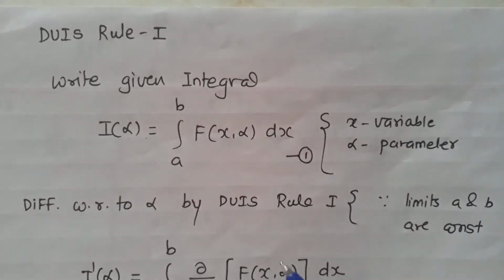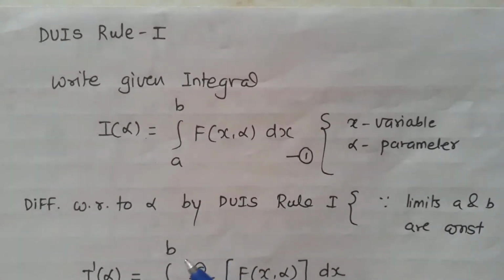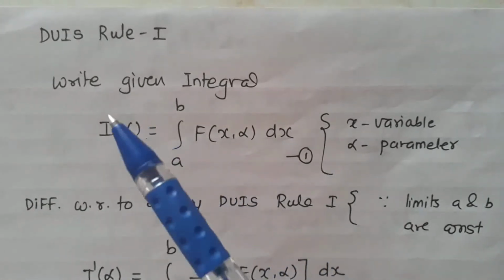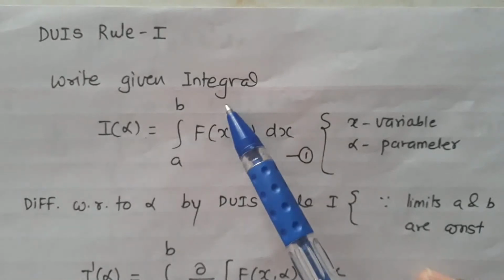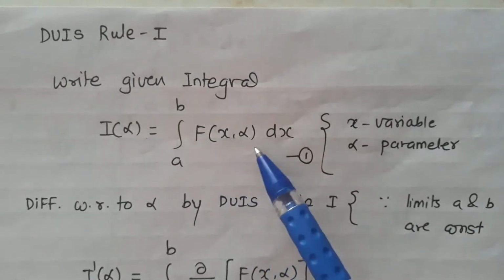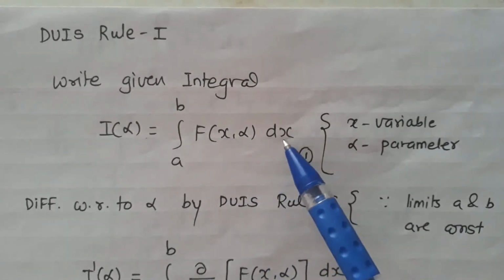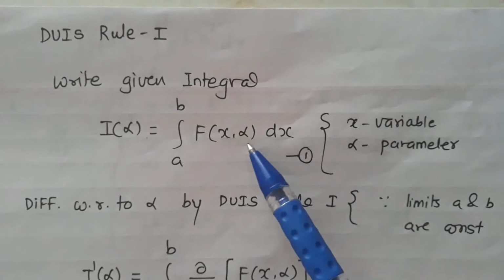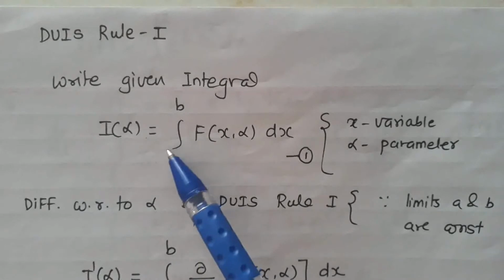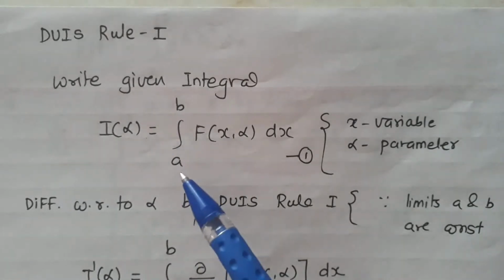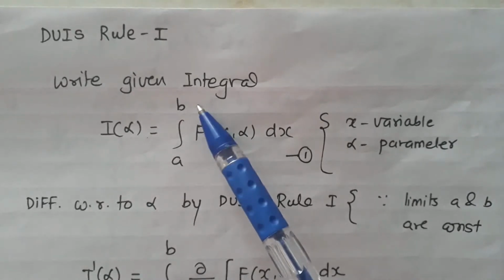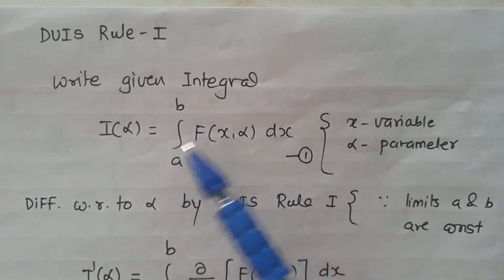Now while solving the examples on DUIS rule 1, we will see some basic steps. First of all, write the given integral in the proper notation. Suppose the function inside the integral is of the form f of x, alpha dx, integrated with respect to x. So alpha is the parameter and x is the variable, so use the notation for this integral as I of alpha. Here we observe that the limits a and b are constants, so we have to use DUIS rule 1 to find the value of this integral.